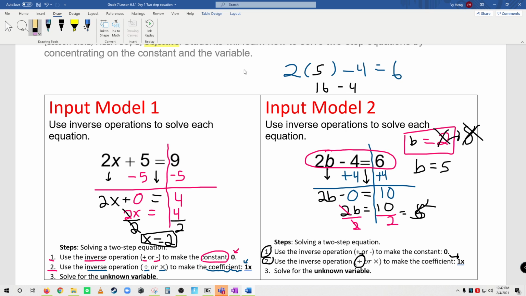So then you're going to erase that. And then you know that 2 times 5 is 10. Minus 4 equals 6. And then 10 minus 4 is 6. And then equals 6. Therefore, this answer is correct. Oh my gosh. Okay? Hopefully you guys understand that.